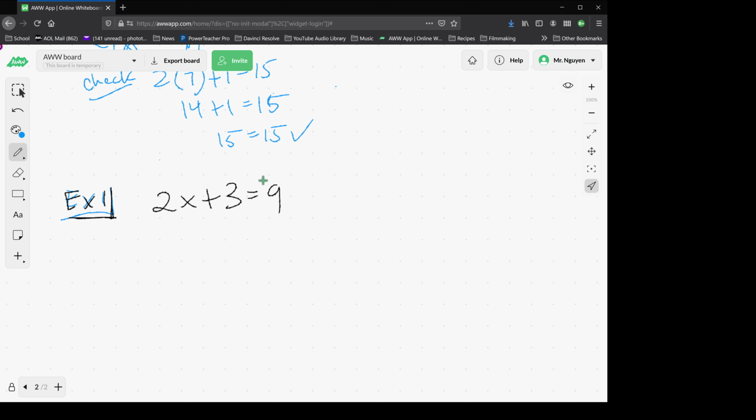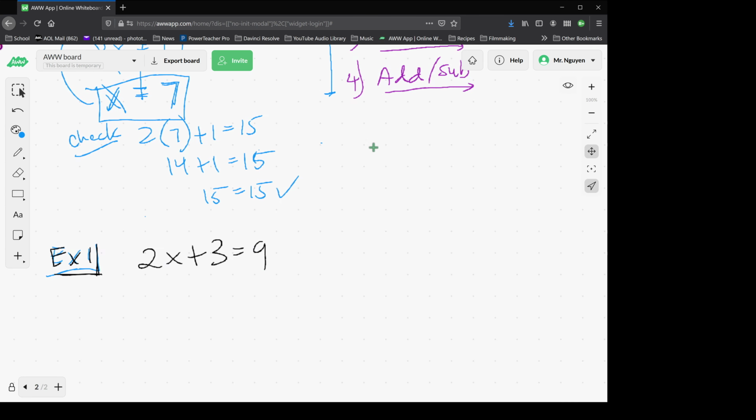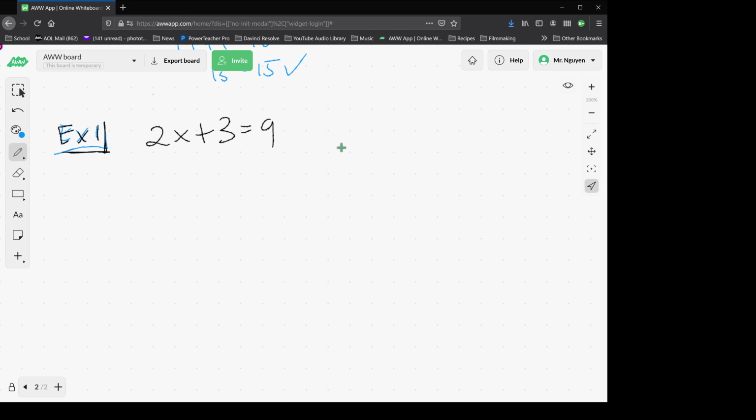Okay, that's good enough. So now what we're going to do is the exact same thing. We are going to work the order of operations but backwards. So we're going to start with addition and subtraction. What's being added or subtracted? Oh, we have that plus 3 there. So we need to undo that by subtracting 3 on both sides. So now we have 2x, this goes away, is equal to 6.